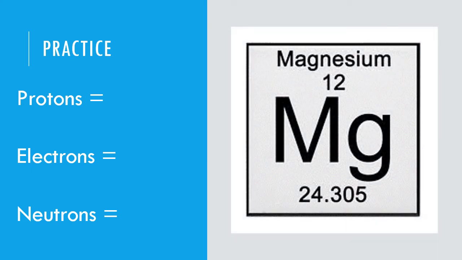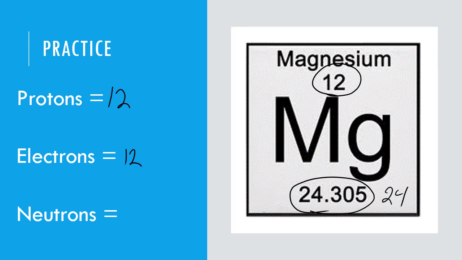We're going to try with magnesium. So once again, follow along if you're still having trouble with this. So APE, atomic number equals protons is equal to electrons. So our atomic number, 12, which is equal to our protons, equal to our electrons. Then we do MAN. We have 24.305. We're going to round that to the nearest whole number of 24. And we're going to do 24 minus 12, which will give us neutrons at 12.